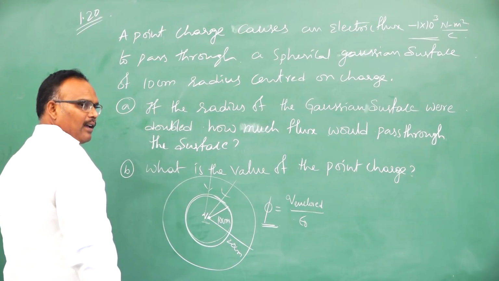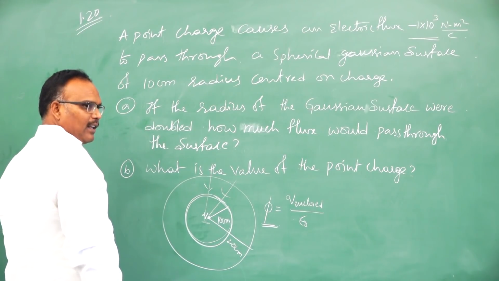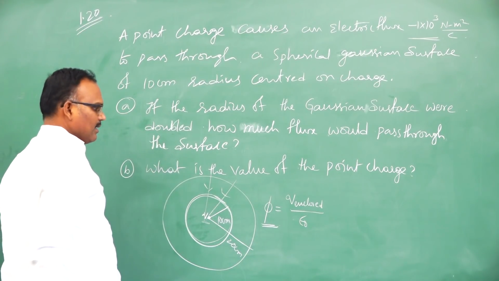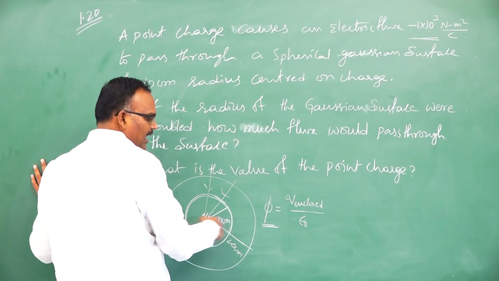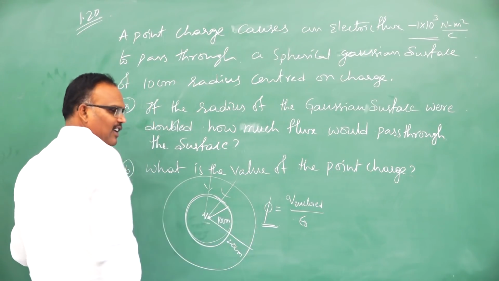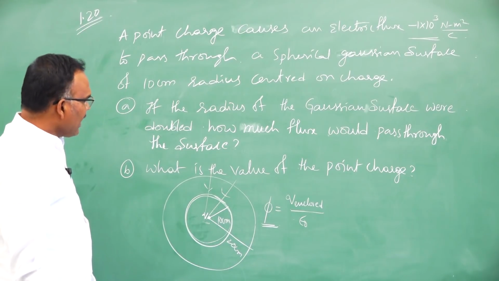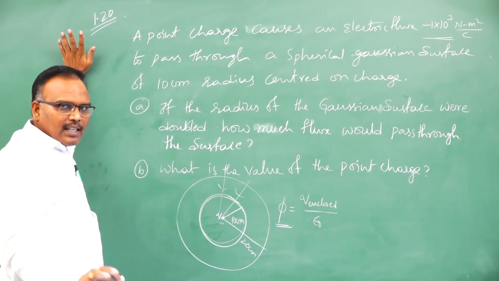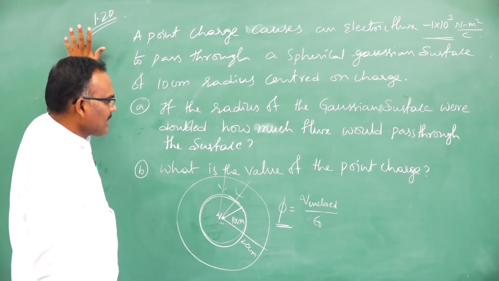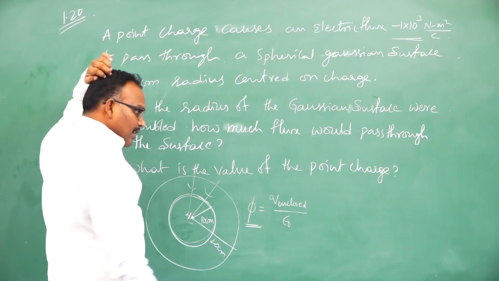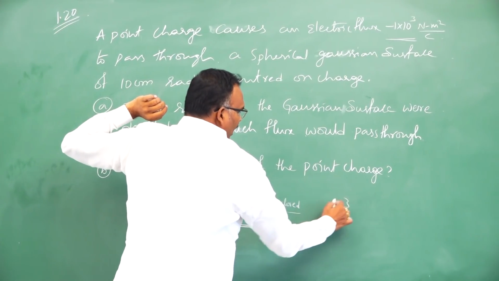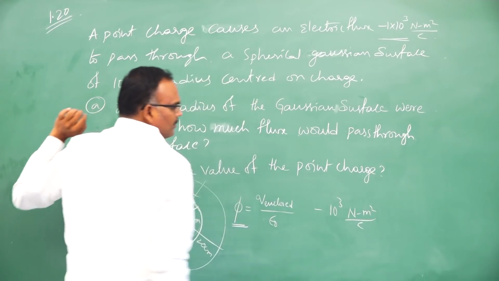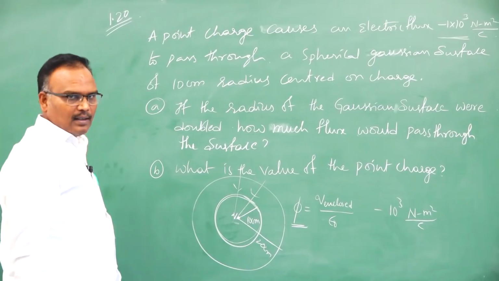Okay. Yesterday we have already explained the flux through the Gaussian surface is independent of the shape and size. Based on that concept, we can say here flux through both the surfaces is the same. If radius of the Gaussian surface is changed, flux through that Gaussian surface will not change. So flux remains the same. Flux is 10 to the power of 3 with a negative sign, Newton meter square per coulomb, for both the surfaces.